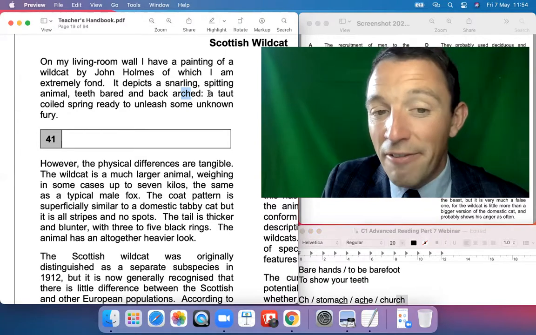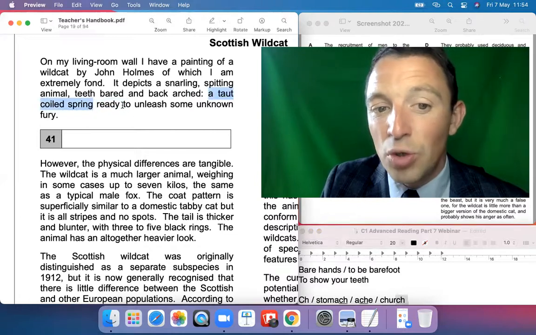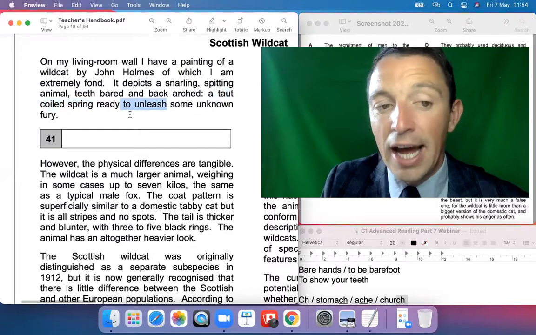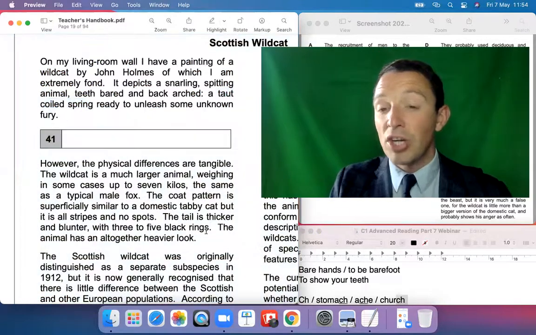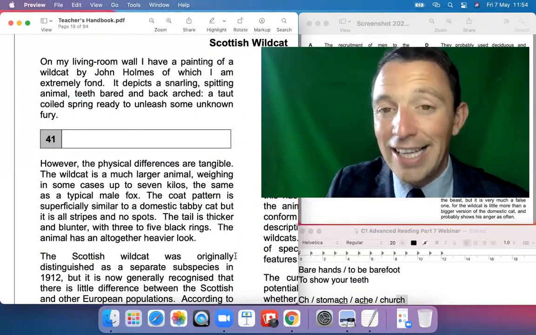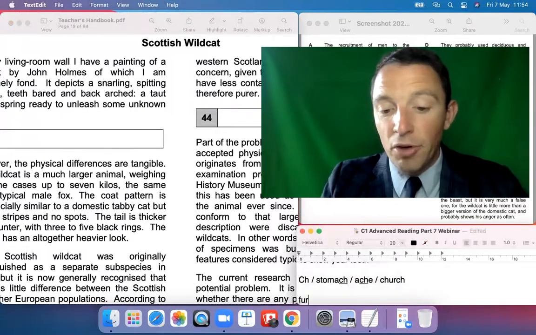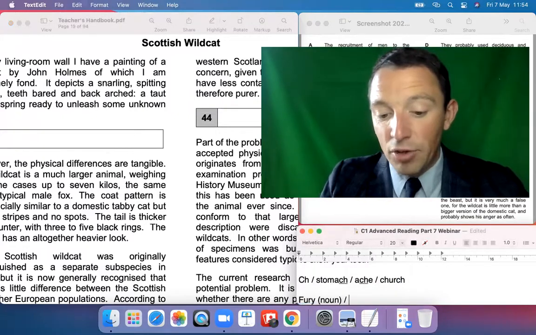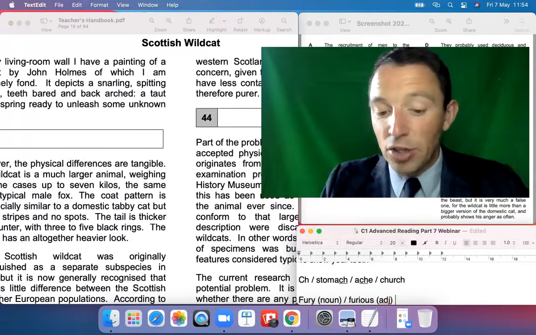The next words are very, very advanced as well. A taut, coiled spring, ready to unleash some unknown fury. So really, really good vocabulary. And fury is like very angry as well. So the person is furious. They're very angry is the adjective, furious, and the noun is the fury. Okay, so it's really, really good vocabulary. Fury is the noun. And as I said, furious is the adjective, but also the verb here is to unleash.